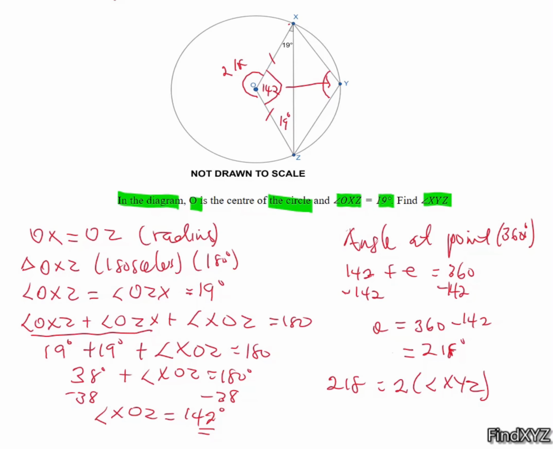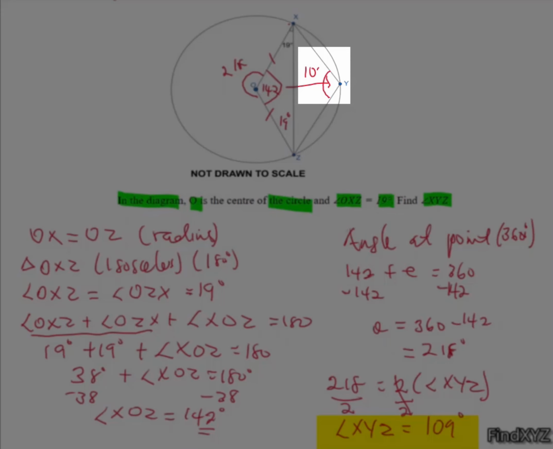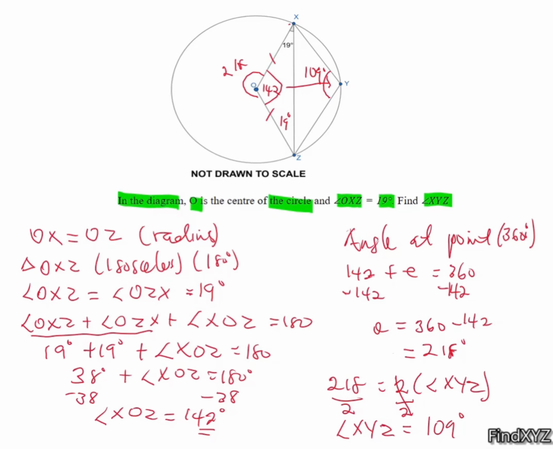Let's carry on. So what we do is we divide both sides of the equation by 2. Then angle XYZ is 218 divided by 2, which gives us 109 degrees. So we have it here, 109 degrees. That is angle XYZ. However, there's also another way we can go about this.